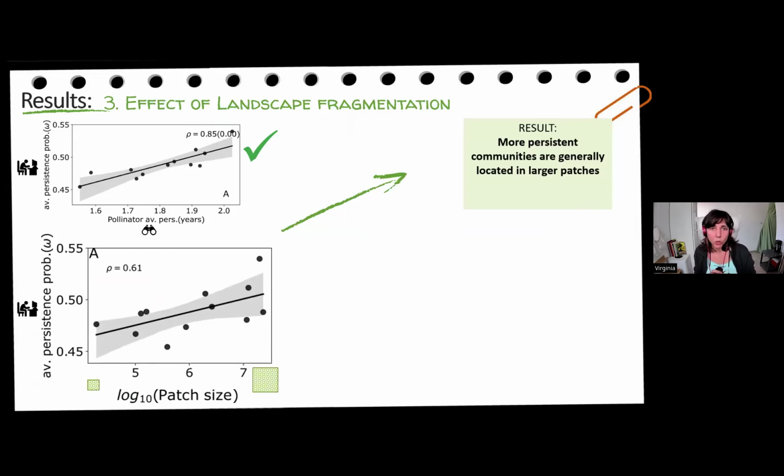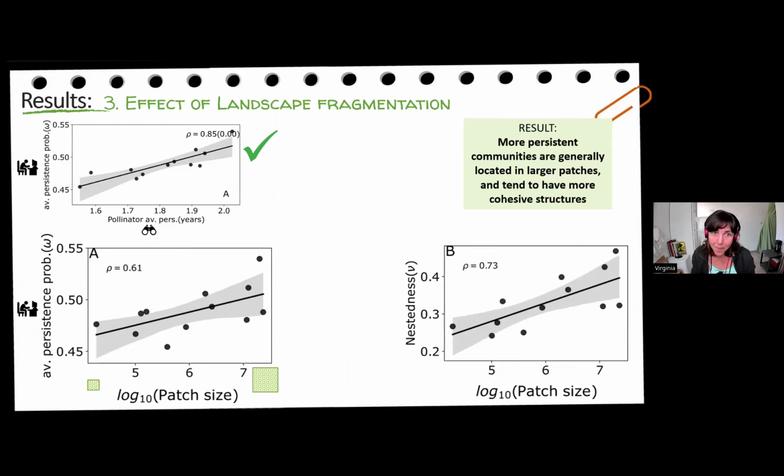Okay, so what we looked at first was the effect of landscape fragmentation on the average expected probability of persistence. This figure, in the lower left part, shows on the x-axis the patch size on a logarithmic scale, and on the y-axis, the average persistence, this omega. And we see that communities with more expected persistence, larger values, tend to be those situated in larger patches. Okay, with a Spearman correlation of 0.6, which is marginally significant. And in general, they also tend to have a more cohesive structure, or what is the same, a nested structure, that we'll see later in more detail.